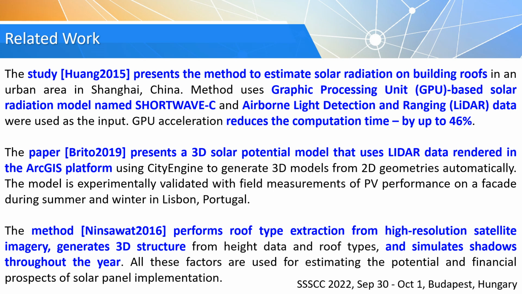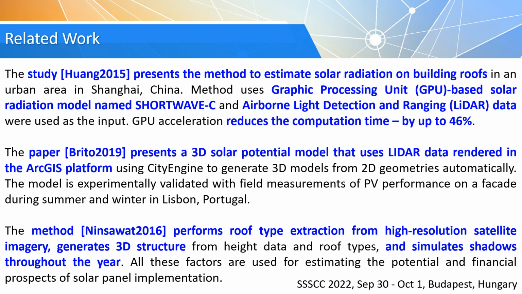The paper of the leading author Brito from 2019 presents a 3D solar potential model that uses LiDAR data rendered in the ArcGIS platform. This platform uses City Engine to generate 3D models from 2D geometries automatically. The model is experimentally validated with field measurements of photovoltaic performance on facades during summer and winter in Lisbon, Portugal.